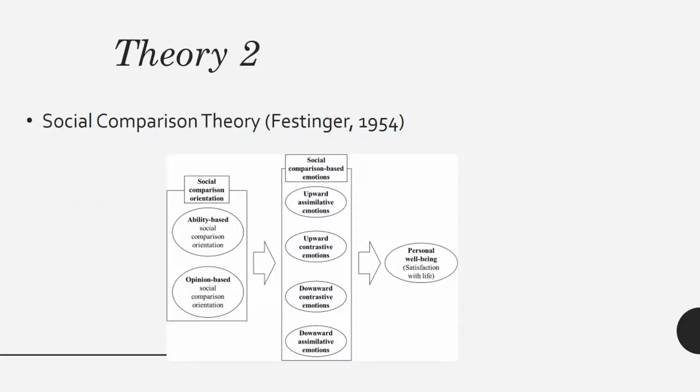Social comparison theory. This means determining their own social and personal worth, and we have a graph over here which shows ability base and opinion base, and that leads to different based emotions, and that's going to lead to personal well-being and satisfaction with life. And this relates to tension because as fan bases compare each other more, the worse fan bases are going to become more desperate and more tense based on their team's performance.